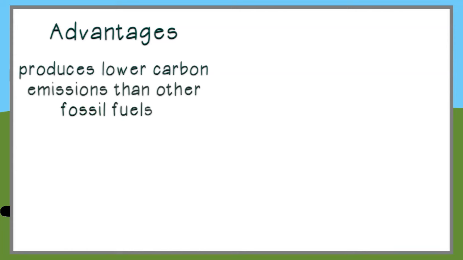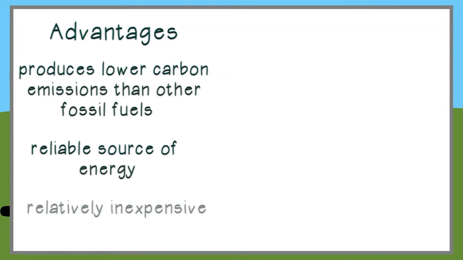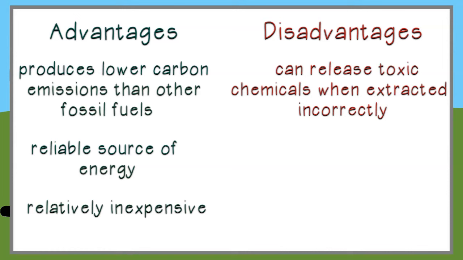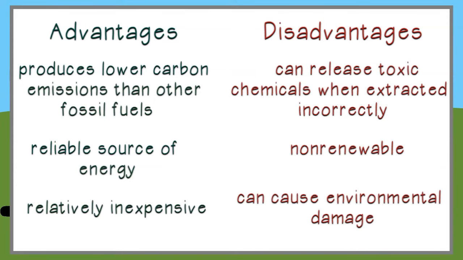The advantages of natural gas include that it produces lower carbon emissions, is a reliable source of energy, and it is relatively inexpensive. The disadvantages include that it can release toxic chemicals when extracted incorrectly, it is non-renewable, and it can cause environmental damage.